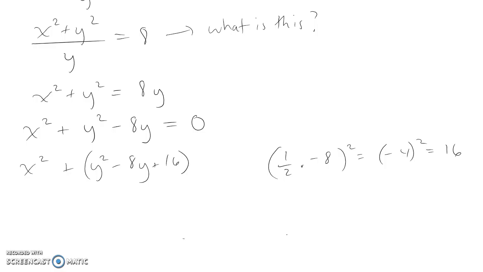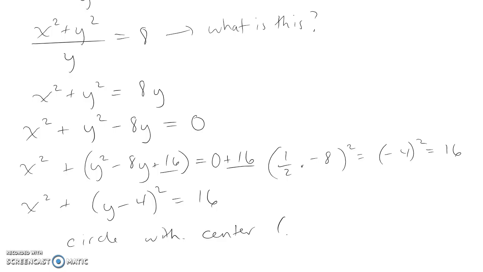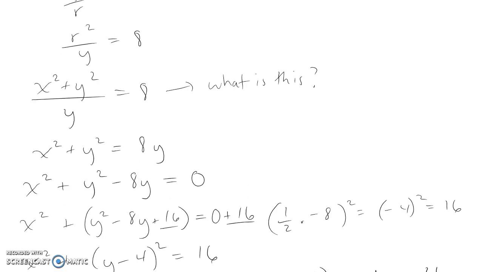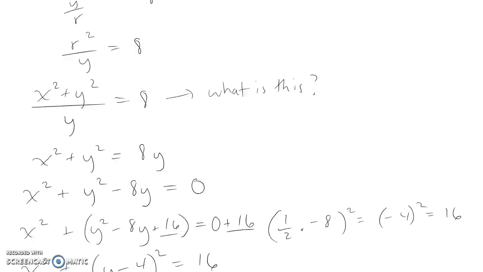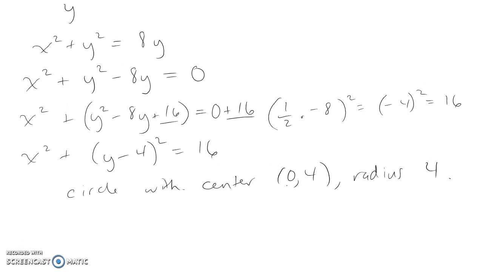So I'm going to add 16 on the left-hand side, and of course, I also have to add 16 on the right-hand side. So I get x squared plus, we factor this guy, y minus 4 squared equals 16. So notice it's a circle with center (0, 4) and radius 4. Okay, so the graph of that circle in polar coordinates would look like r cosecant of theta equals 8. And then we could draw that graph, of course.